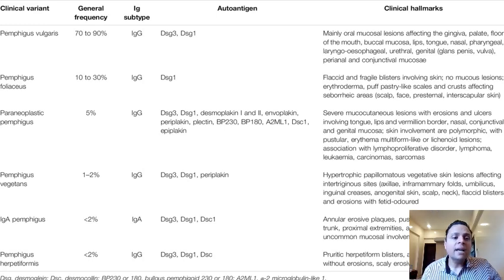In pemphigus vulgaris, it is the IgG type of antibodies, and overall this is the commonest among the pemphigus. The autoantigens are desmoglein 3 and desmoglein 1 both, because these are cadherins, calcium dependent adhesion molecules, which are transmembrane molecules of the desmosome. There will be mainly oral mucosal lesions affecting the gingiva, palate, floor of the mouth, buccal mucosa, lip, tongue, nasal and even pharyngeal mucosa.